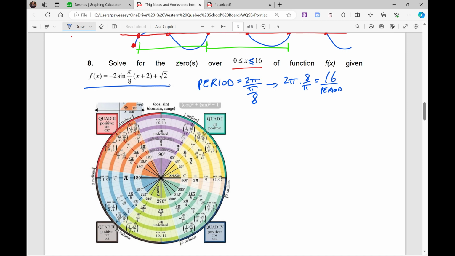Now, this is the function that we're working with. We're asked to find the actual zeros of this function. So what are the zeros? 0 is equal to -2 sine pi over 8 x plus 2 square root of 2. What I mean by this is I'm looking for x when y is 0. I'm looking for those first two x's, and then I'll add the period to each of them, and see whether it falls in that window of 0 and 16. I say window because I don't like using range, given its connotation with y values.